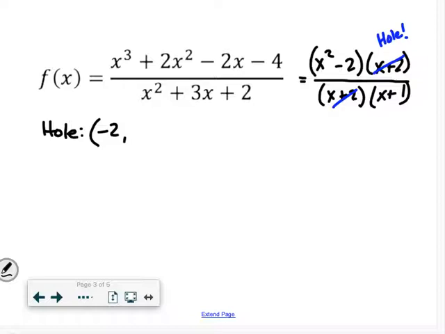To find the y-coordinate of your hole, plug that value into the reduced function. So that would be x squared minus 2 over x plus 1. Okay, so for my y value, I'm going to do negative 2 squared minus 2 in the numerator and negative 2 plus 1 in the denominator. I'm plugging into the reduced function. That's 4 minus 2, or 2. Negative 2 plus 1 is negative 1. So the y-coordinate of my hole is negative 2.